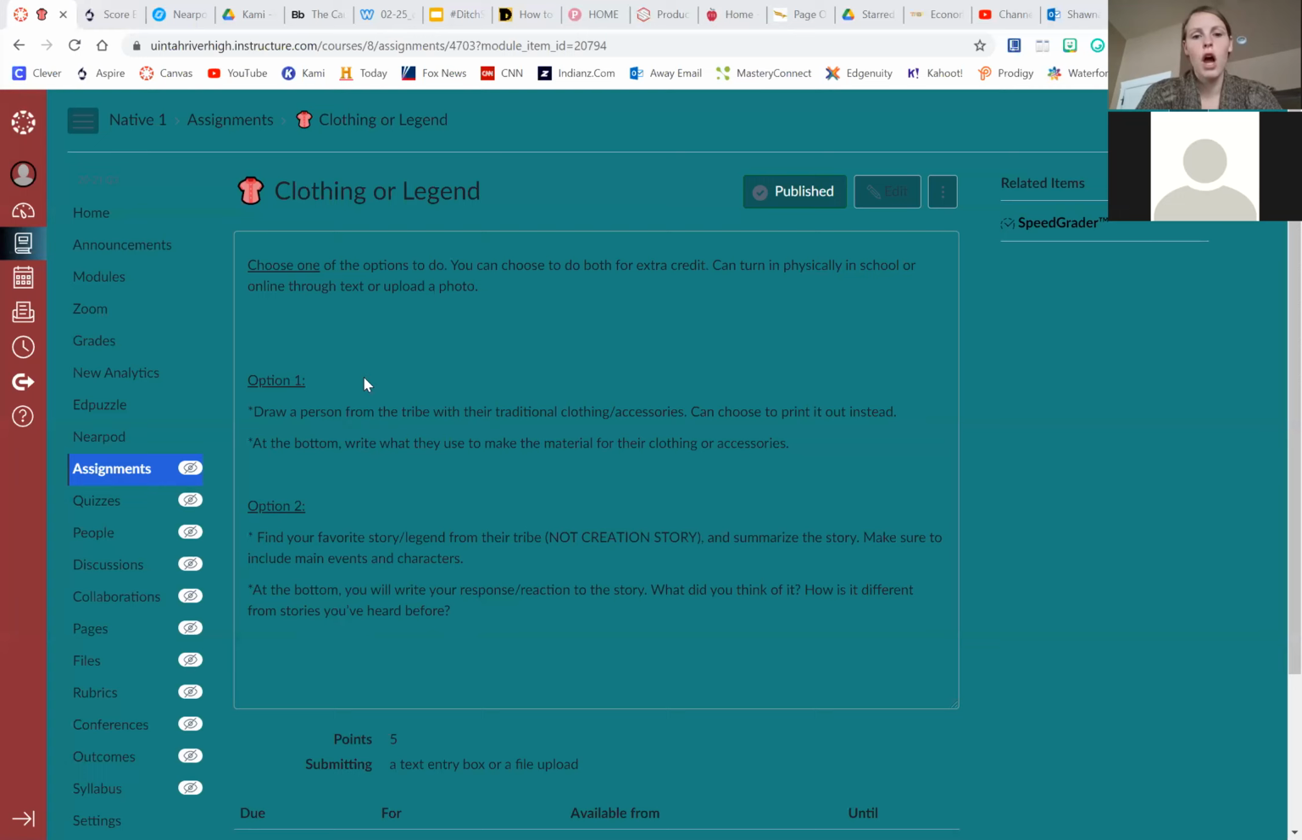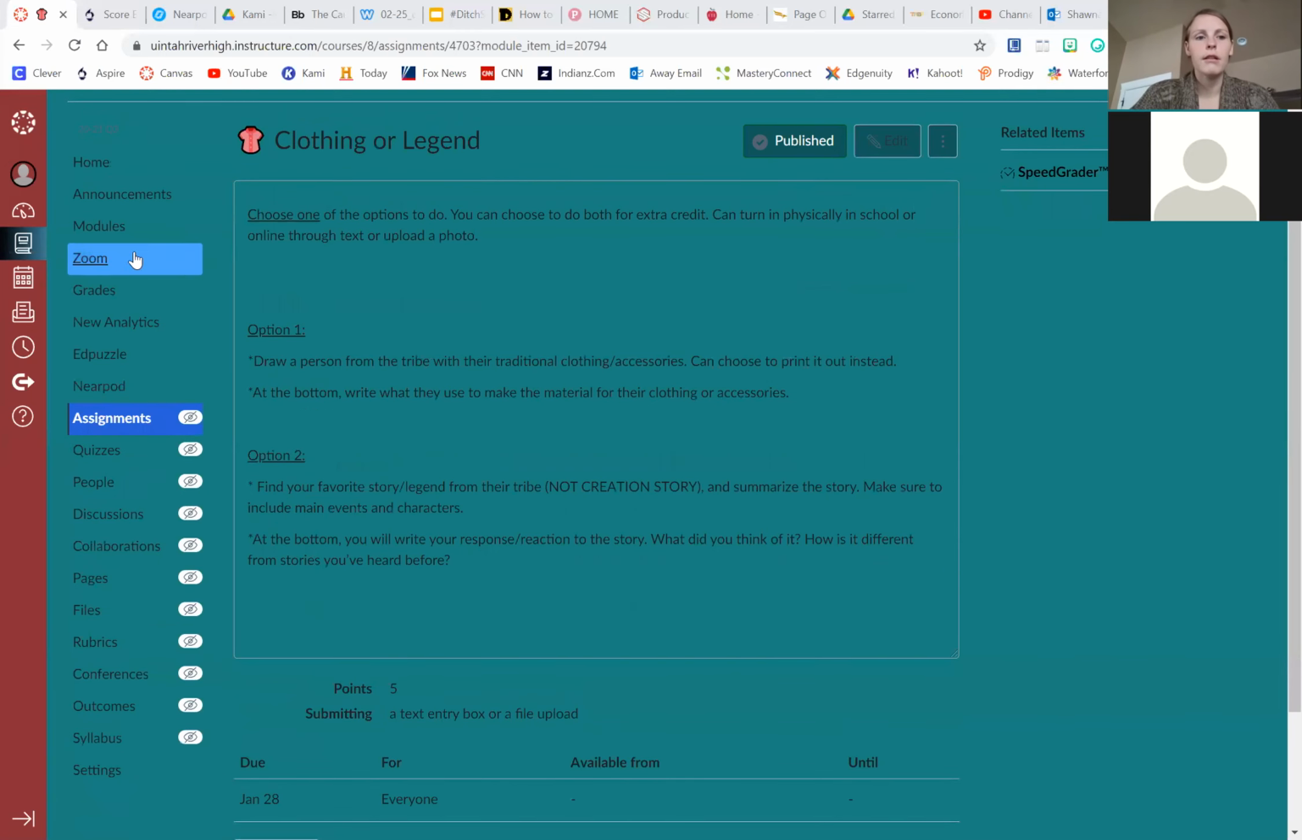Okay, so you either draw or print out a picture of traditional clothing or accessories from your tribe, and then write a little thing at the bottom about what they use to make the material for the clothing or accessories. And option 2 was to find a story or legend that you like from their tribe. This is internet research here. Both of these are not the creation story. And then summarize the story. And then at the bottom, you'll put a response, like, what did you think about the story? So again, you choose one of the options. If you want to do both, you can, and you'll get extra credit.